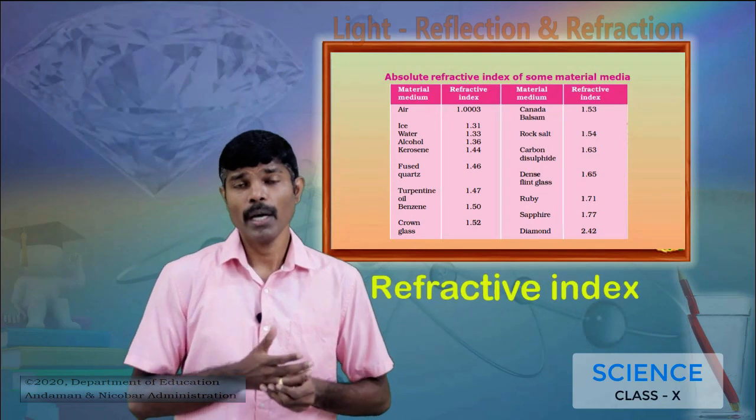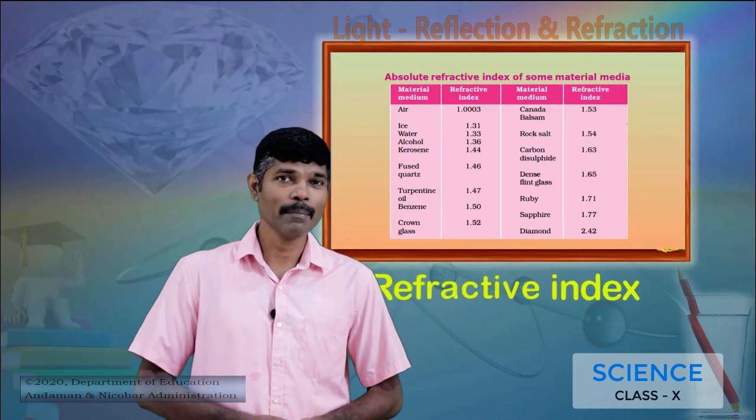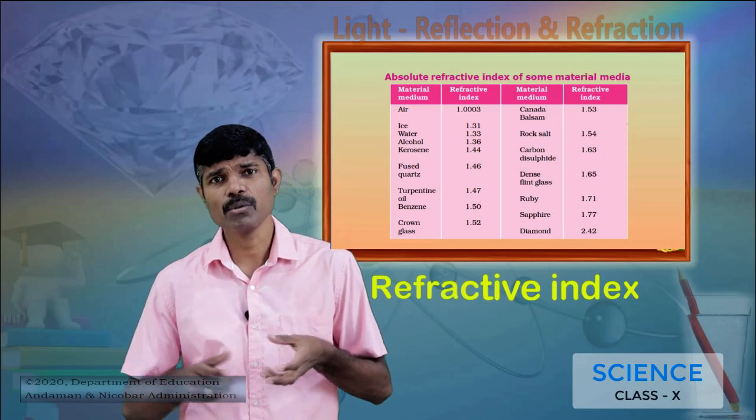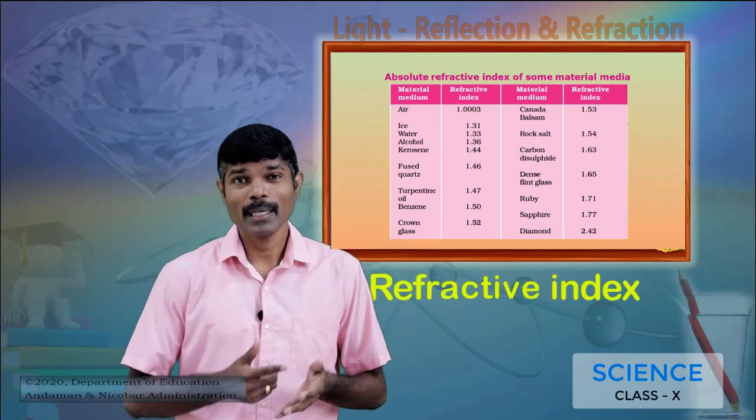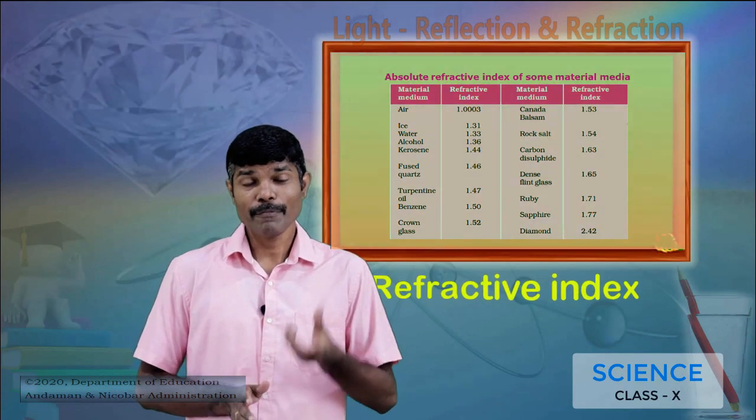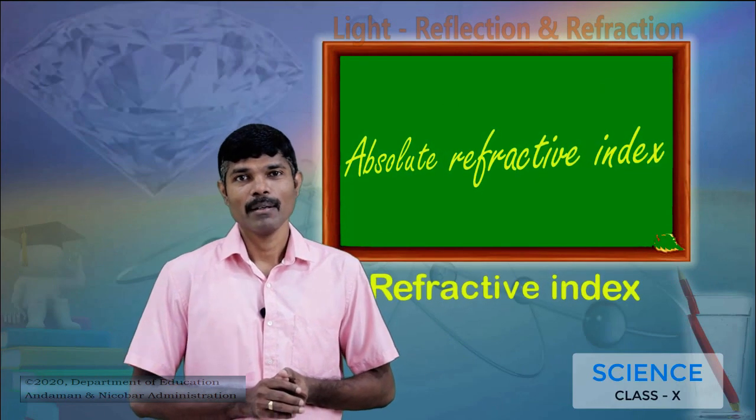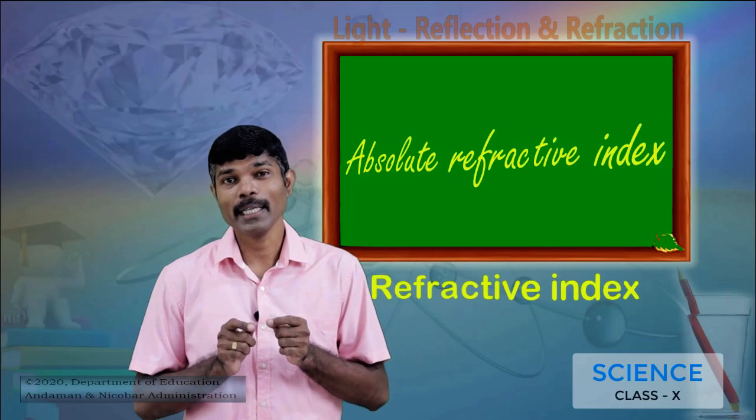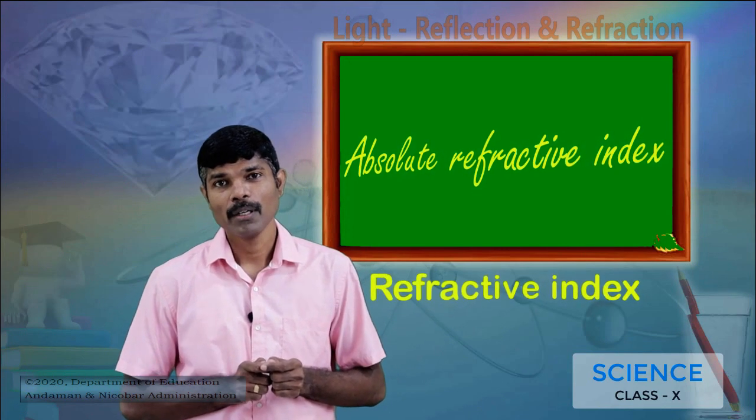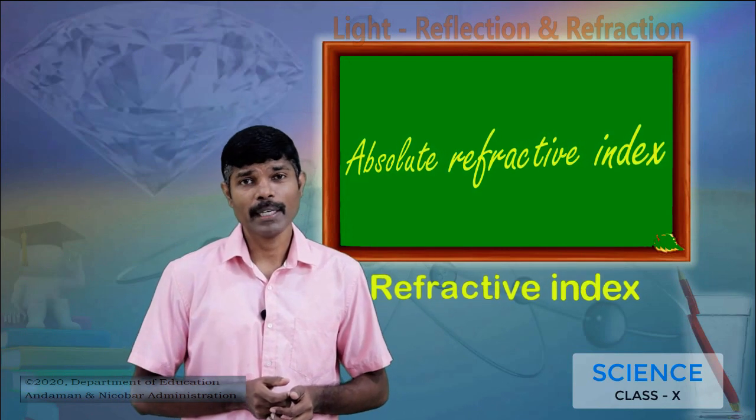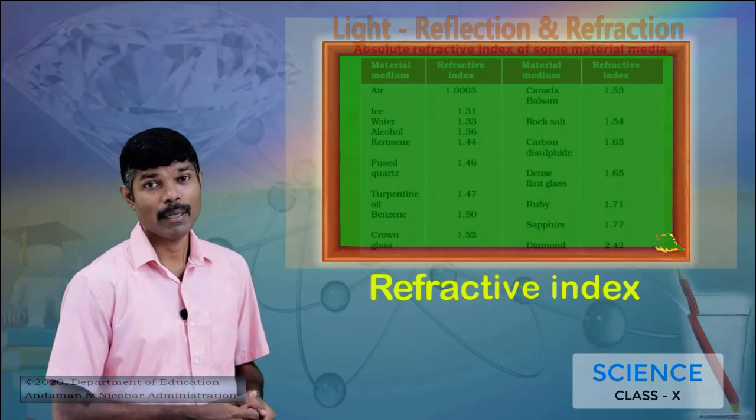When light enters from one medium to another, say for example, when the light enters from air to another medium, may be water, diamond, glass slab, whatever. If the first medium, the rarer medium, is air, then the refractive index of the second medium is known as absolute refractive index, or simply we can say that the refractive index. Look at the screen how the absolute refractive index can be represented.